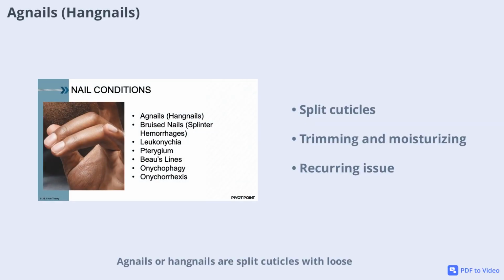Agnails or hangnails are split cuticles with loose skin partially separated from the cuticle. Skin breaks at the corners of nails and can be trimmed with nippers, healing in 2-3 days. Hangnails can be recurring, so regular moisturizing and gentle trimming are recommended.